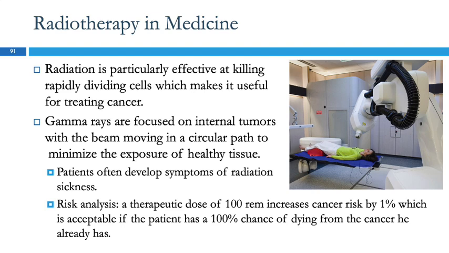So gamma rays are typically used for this. The gamma rays are focused on internal tumors, and the beam is rotated, moved around, but always hitting the tumor, because you're going to get some damage to the healthy tissue that the beam is going through. But if you're doing this from all directions and all of those beams hit the tumor, you're getting just a little bit of damage to the healthy tissue and a lot of damage to the tumor.